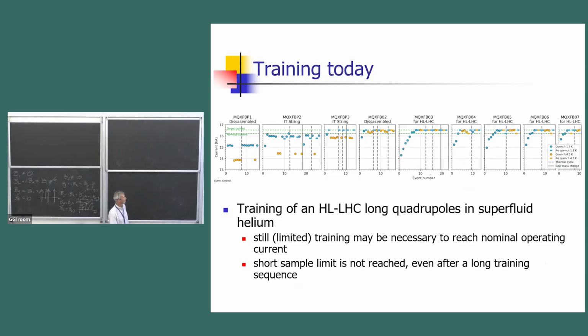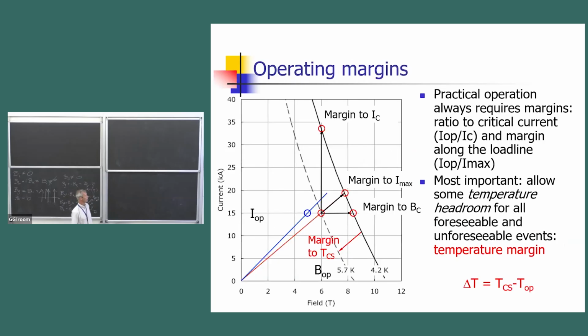Sure. But what I plot here is training of the high luminosity LHC long quadrupoles in superfluid helium. It's a small plot, but you may recognize training curves. And you don't see that, but this current here is well below the critical current. Okay? So it's actually something which stays and has remained with the low temperature superconductor since the beginning.